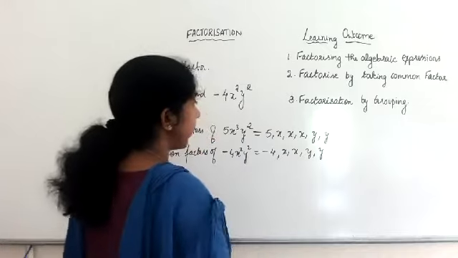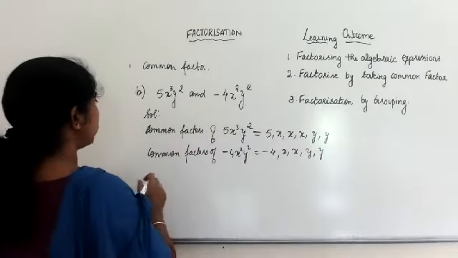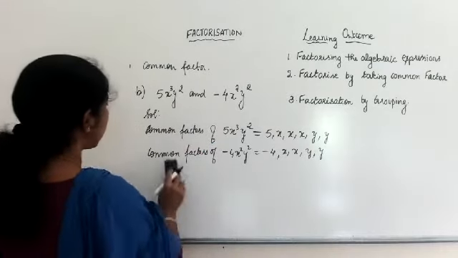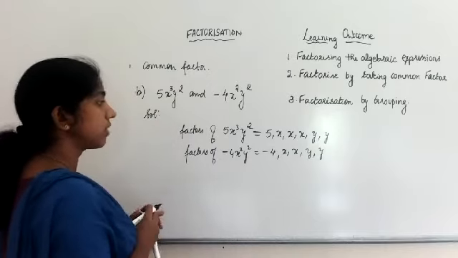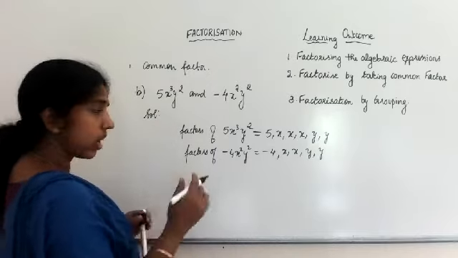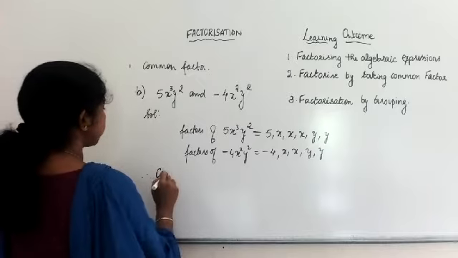Now we have to identify the common factors. These are not yet the common factors. These are the factors of 5x cube y square and the factors of minus 4x square y square. Now we have to find the common factors.